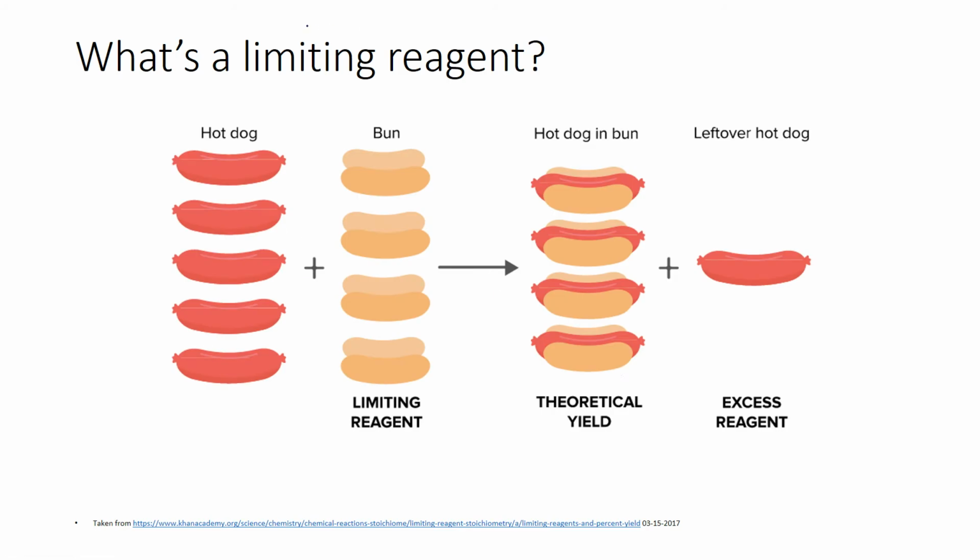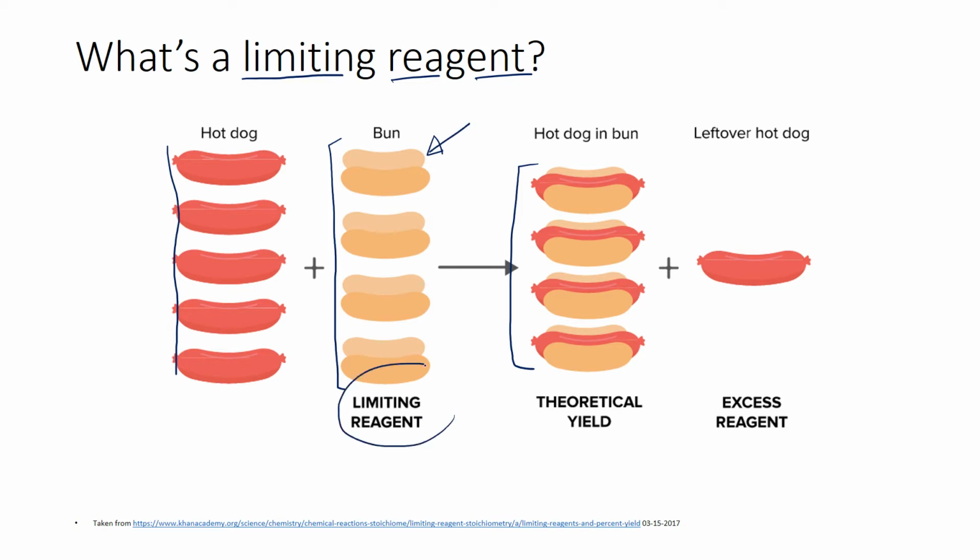Let's start with a very simple question. What in the world is a limiting reagent? I stole this picture from Khan Academy, but it's a very simple picture, very similar to the little ice cream picture I did in class. So here I have 5 hot dogs, but I only have 4 buns. So with 5 hot dogs and only 4 buns, we can only make 4 hot dogs. Seems pretty easy because we run out of buns.